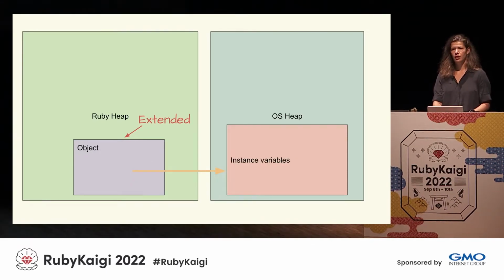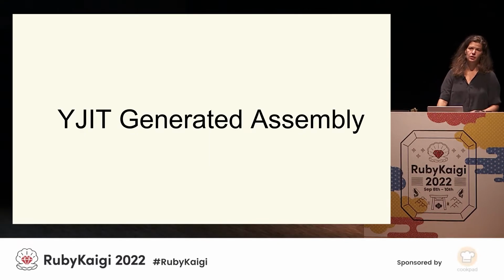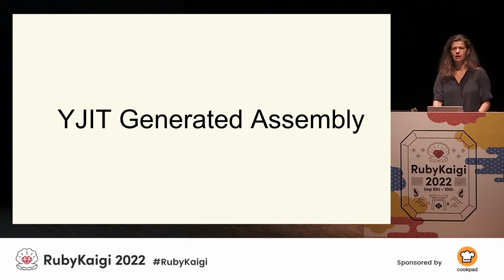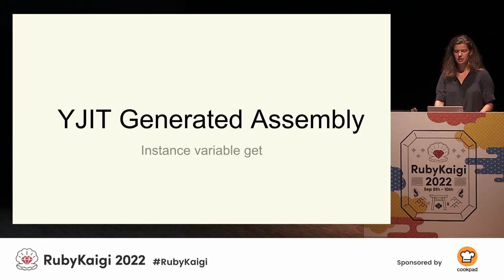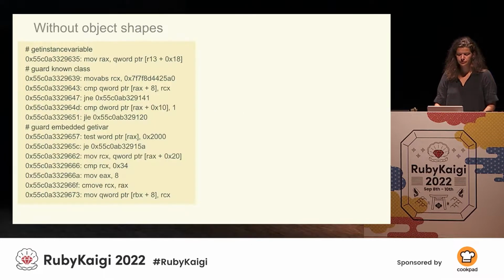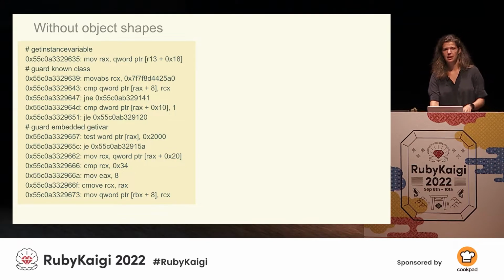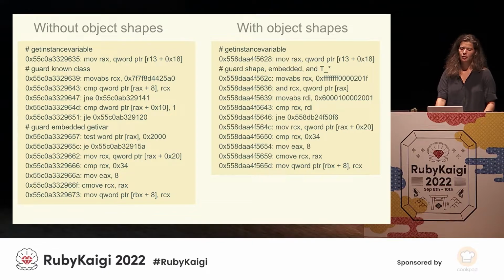And if they don't fit within the object, if we're storing them externally, it's called extended. OK, so now let's look at some YJIT-generated assembly code with object shapes. So we're going to look specifically at instance variable get. Without object shapes, it looks something like this. No need to read through it yet. We'll get to it. With object shapes, it looks something like this.